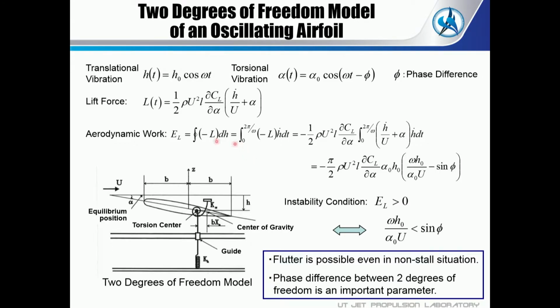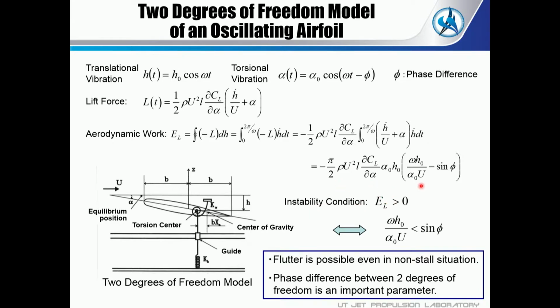So we calculate the aerodynamic work. EL is calculated by this integral: the lift force multiplied by H, the vibration displacement. If we calculate this, using L and H here, the result is shown here. If EL is positive, this oscillation is unstable. So instability occurs when EL is positive.